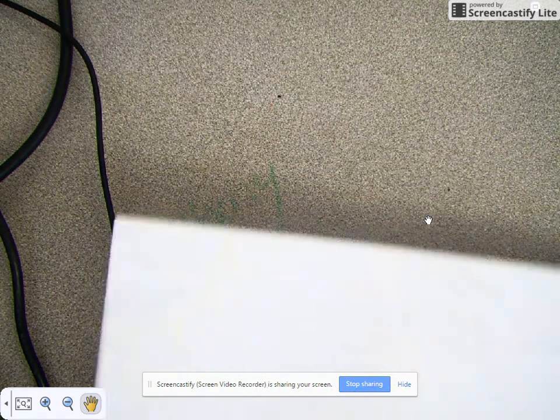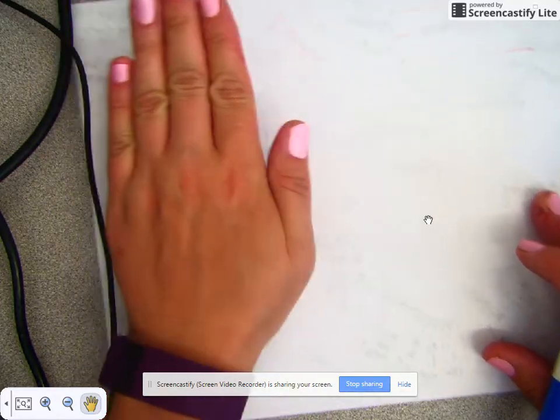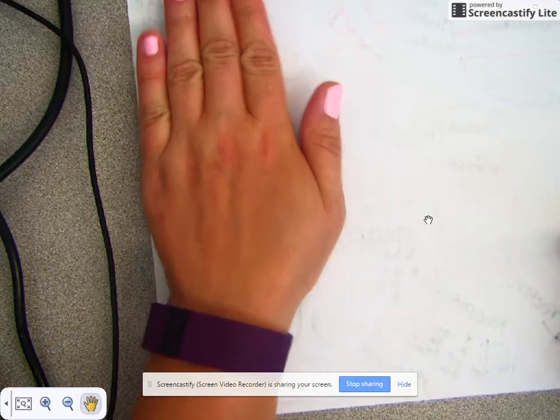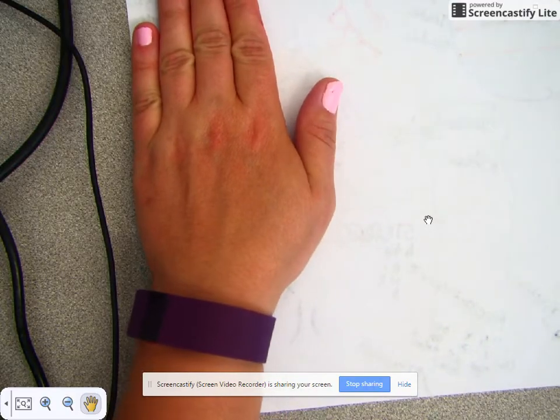Okay, I'm going to use the back three panels here, here, and here. So I'm going to start at the first panel, and we're going to finish up weather.